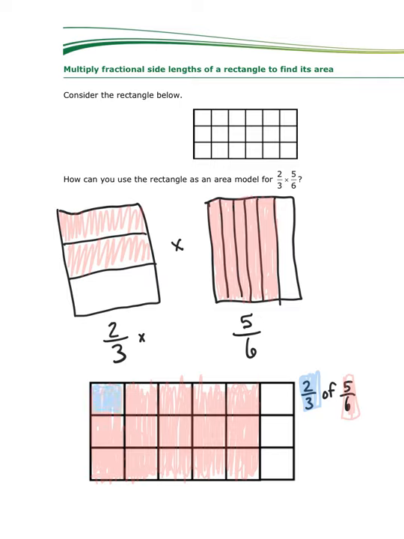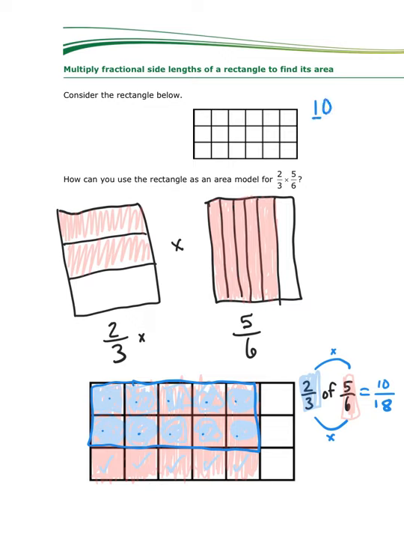So what does that leave us with? 2/3 of 5/6 is 1, 2, 3, 4, 5, 6, 7, 8, 9, 10 out of a total of 18. And of course I can double check that by simply multiplying my numerators together. 2 times 5 equals 10, and multiplying my denominators together. 3 times 6 equals 18.